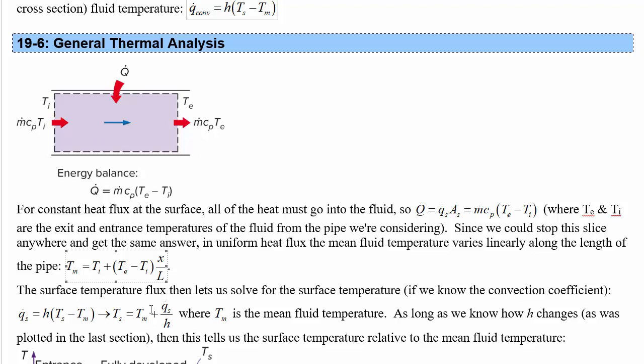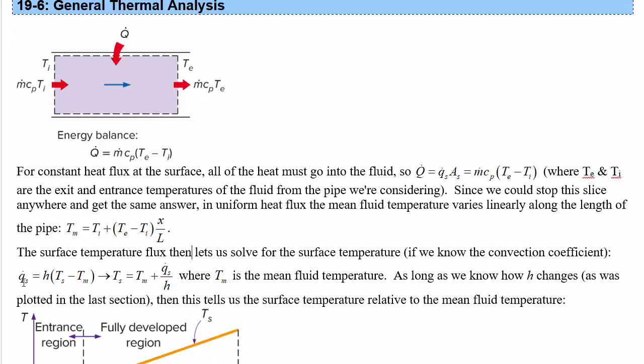So the surface heat flux lets you solve for the surface temperature if you know what the convection coefficient is. So at any point, the surface heat flux, really the surface heat flux density, would tell you what the temperature of the surface has to be for this energy balance to work.